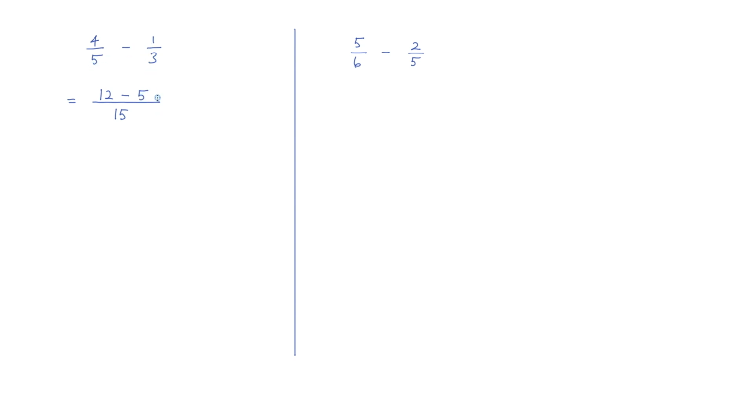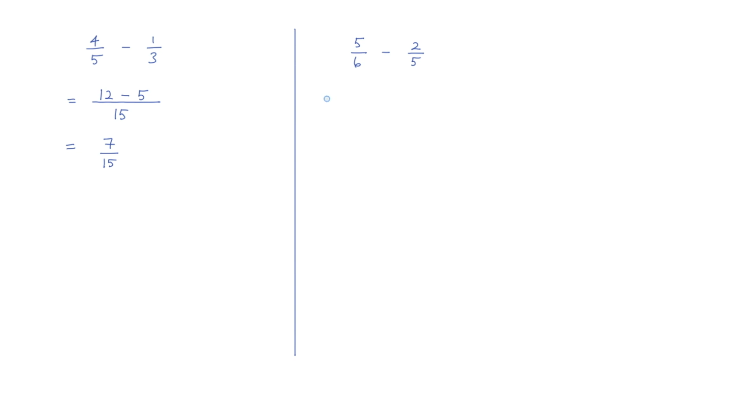And hopefully you can see that's why we multiply in this direction first. It does matter when we come to subtraction. If I'd started going this way first, I would have had 5 subtract 12, and that would have been incorrect. So 12 subtract the 5 is 7, and it's 7 over 15.